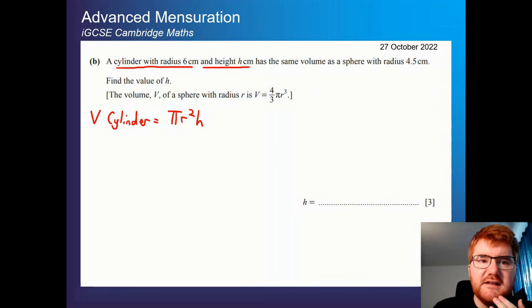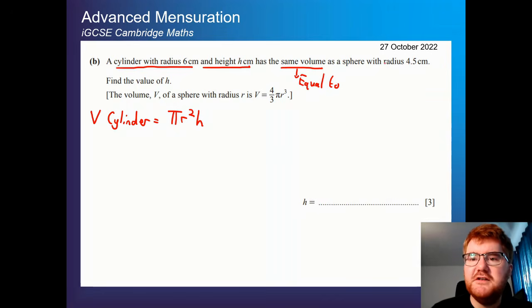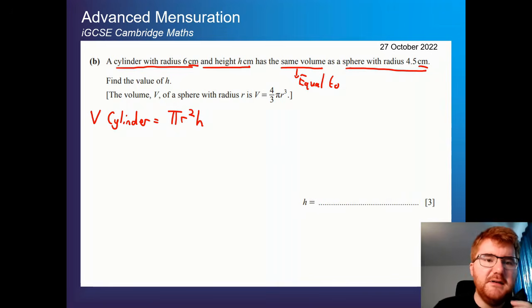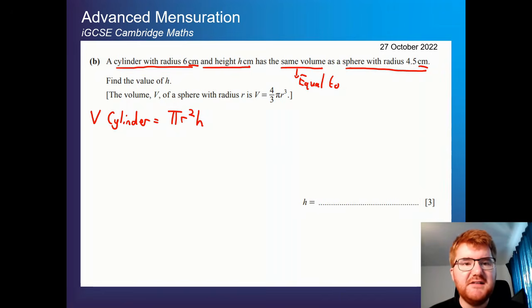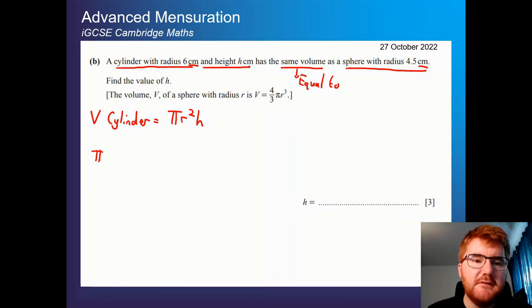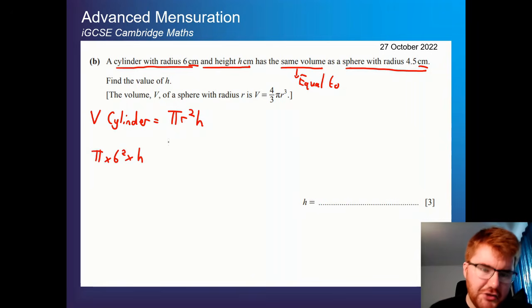And we're told that this cylinder has the same volume, so it's going to be equal to, we'll come back to that, a sphere with radius 4.5 centimeters. Notice the units are the same, that's always something to check, centimeters, centimeters. And we want to work out the height. So the volume of the cylinder, I've got the formula here. All we know here is that the radius is 6, so we do pi times 6 squared times h.